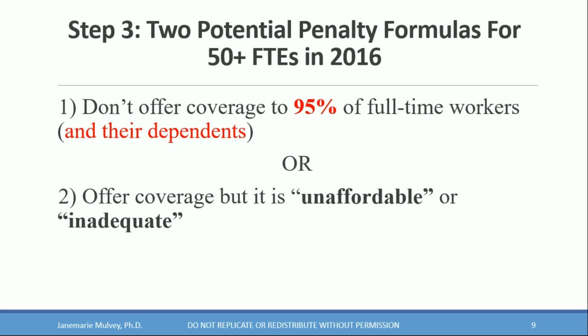And just quickly, minimum value or inadequacy means that 60% of the cost of the benefits must be covered by the plan, 40% are out of pocket. In most cases, these plans are adequate. They just may not be affordable.